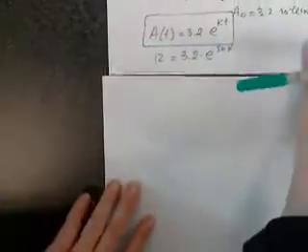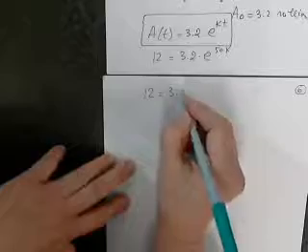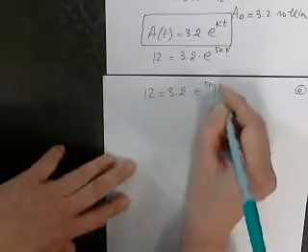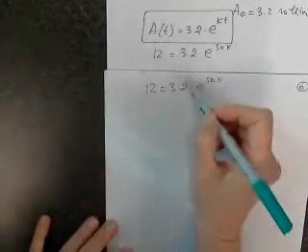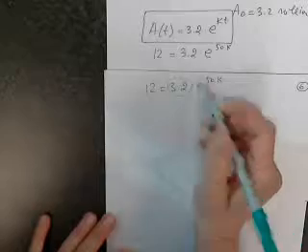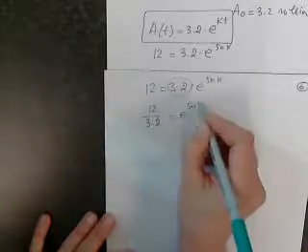So this is the equation. It's an exponential equation that I have to solve right now. 12 equals 3.2 times e to 50k. Excellent. What should I do first? Exactly. I have to get rid of this. It's in the way. So 12 divided by 3.2, please do not divide. That's not what we are trying to do.